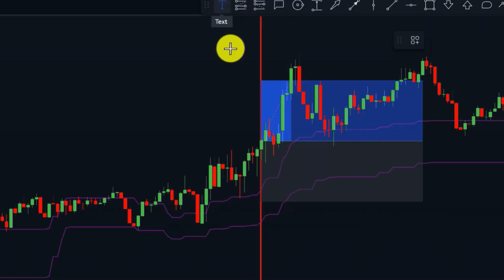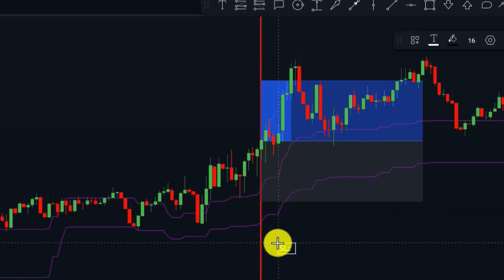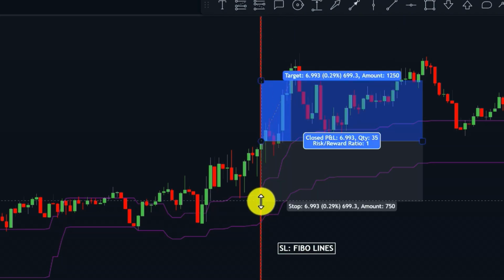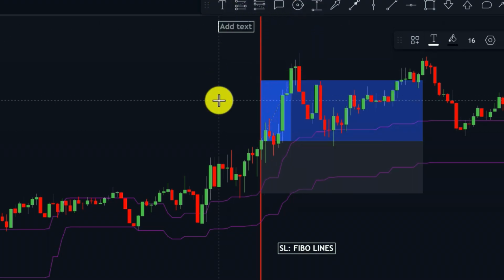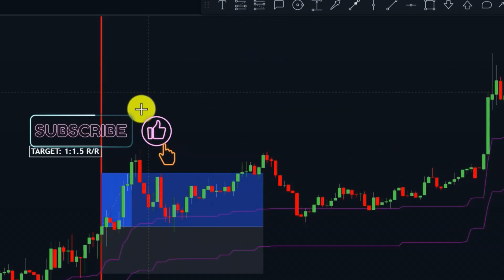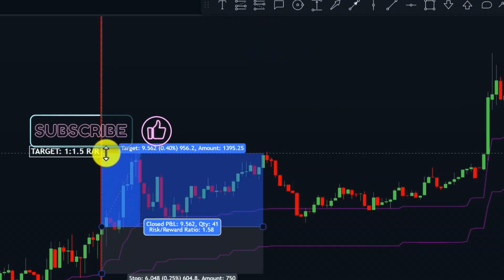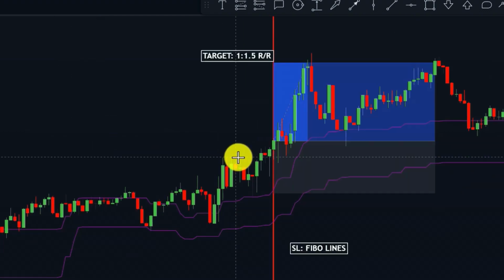And for your exit strategy, set your stop loss just below one of the Fibonacci lines. This helps protect your trade from significant losses if the market moves against you. For taking profit, set your target 1.5 times the risk of the trade. This means if your stop loss is set to 10 points below your entry, your profit target should be 15 points above your entry.